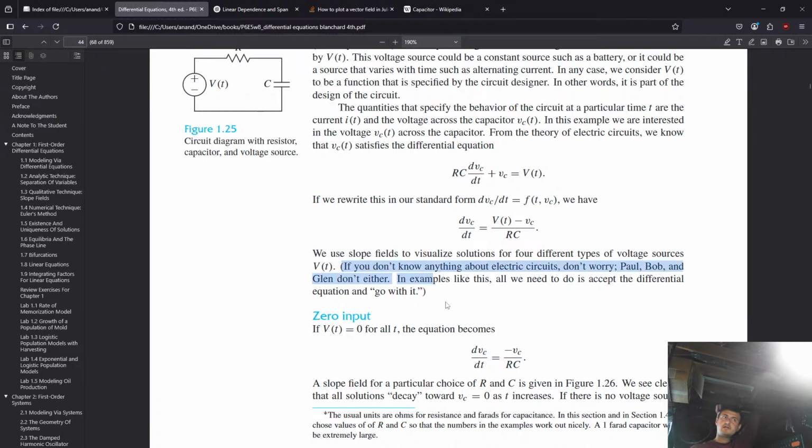Oh, that's nice. Okay, so let me write down what they have. In our normal way of writing it, we have dVC/dt is equal to V of t minus VC over RC.